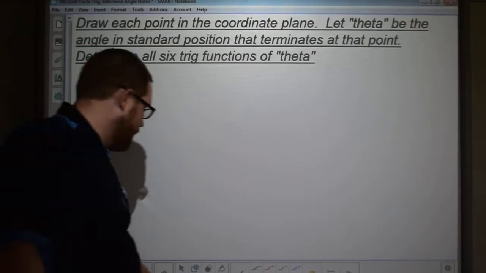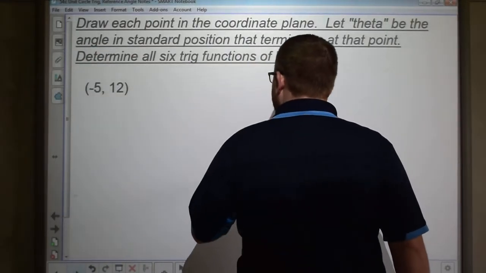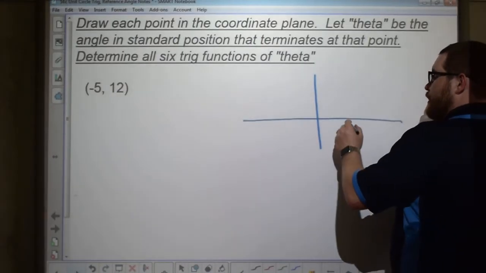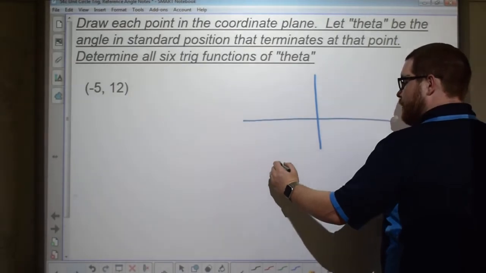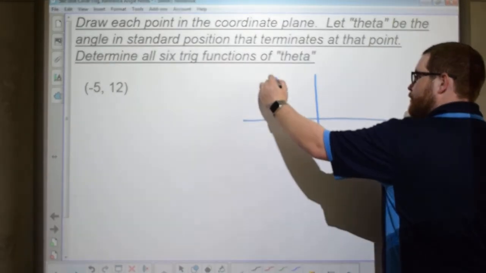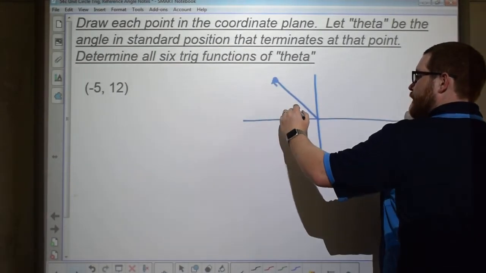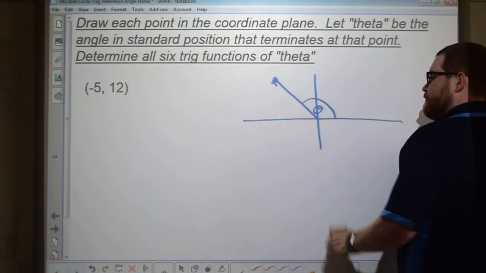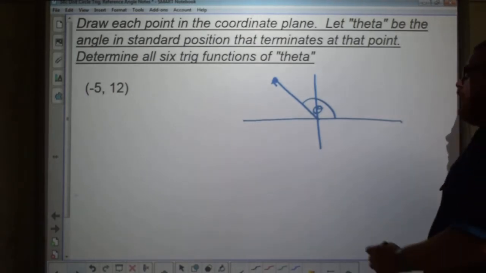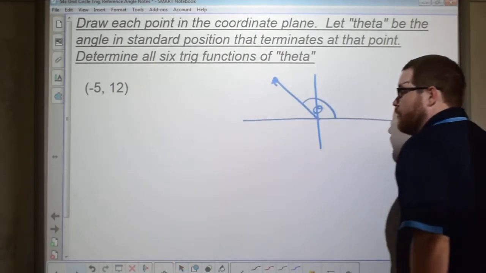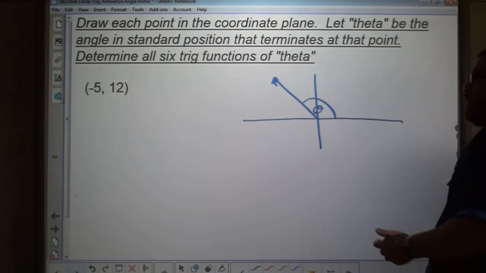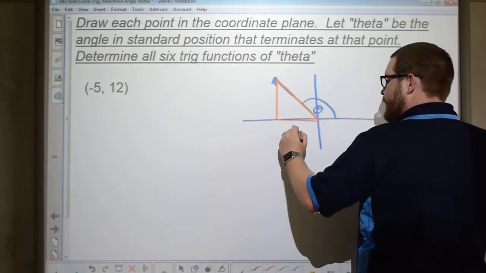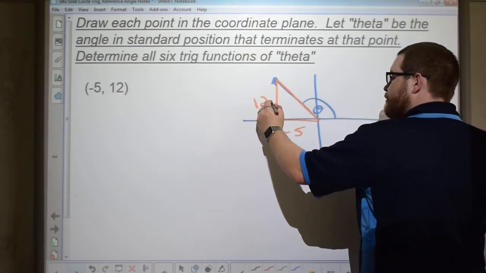So let's use the point -5, 12. Where's the point -5, 12? Well, -5, 12 would be up here. Okay? This is the angle I'm looking for. Now, since I can't really work with that angle in a unit circle, I have to figure out this. Oh look, it makes a triangle that is -5 and 12.